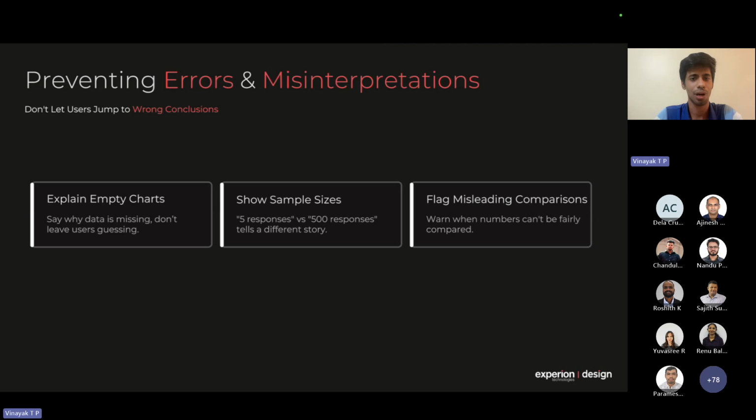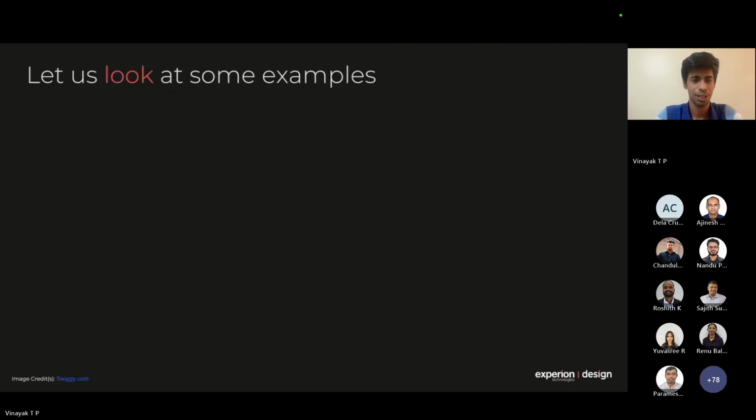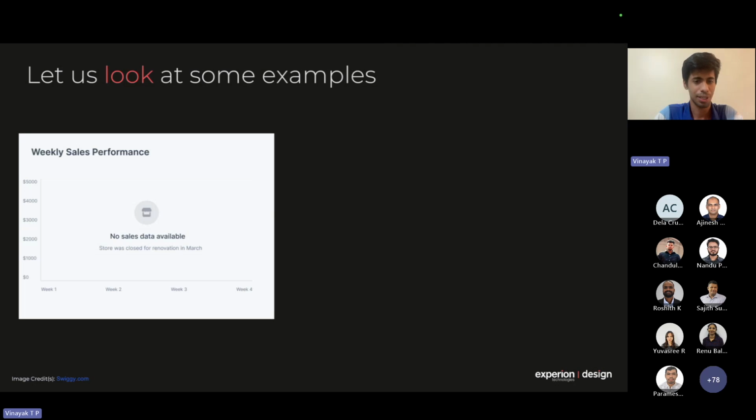So let's see an example of how most of them do it. In this first example, imagine here we can see a graph saying no sale data available. But imagine if the only thing written is no sale data available. Will that help the user? They won't know why the sale data is not available. So just see the subtext which is available: store was closed for renovation in March. That helped users to understand the reason without going deeper into it and seeing the same error, the data is not available. So that is how we can explain an empty graph.